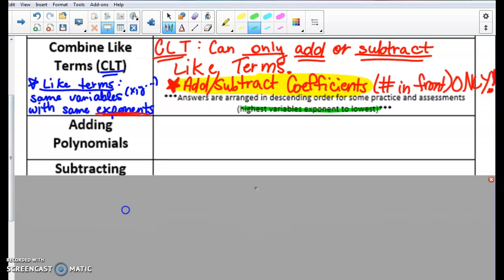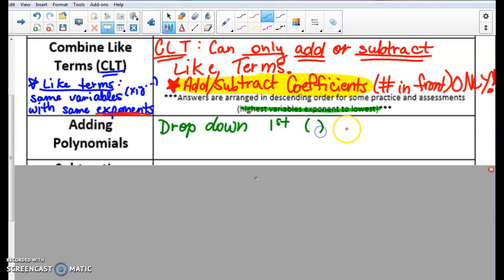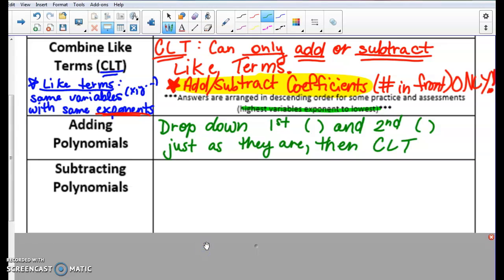Now, when it comes to adding polynomials, we're just going to make ourselves a note that we're going to drop down the first parenthesis and the second parenthesis, just as they are. Then combine like terms, CLT.